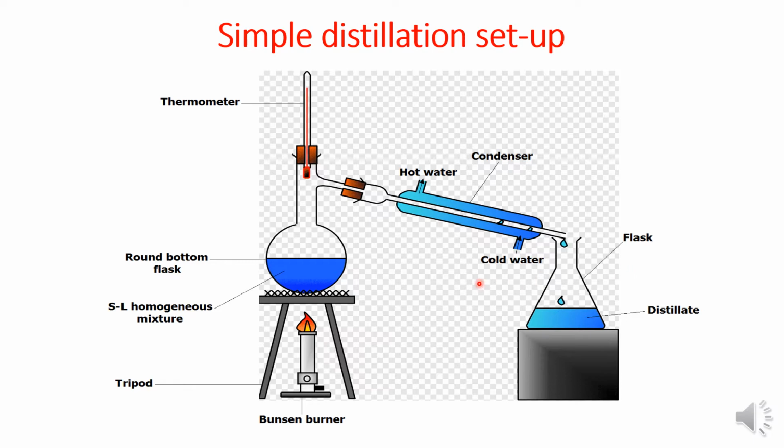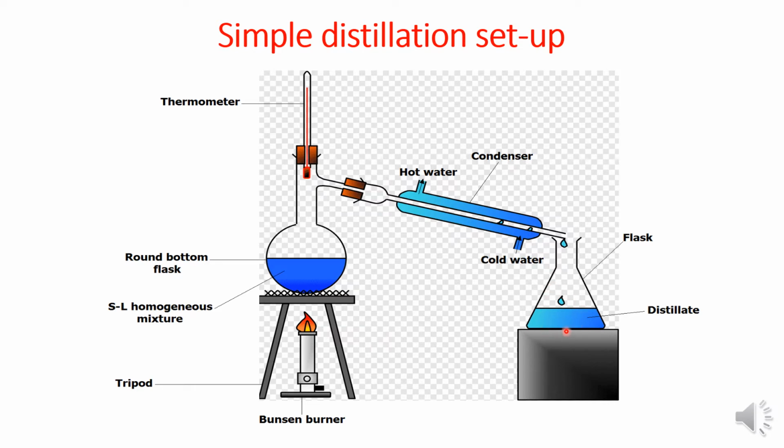First, the solid-liquid homogeneous mixture is poured into the round bottom flask and heated till boiling. When the boiling process starts, the liquid vaporizes into gas. The gas enters through the condenser. At the level of the condenser, the gas is transformed into liquid, and the liquid is collected in the beaker.